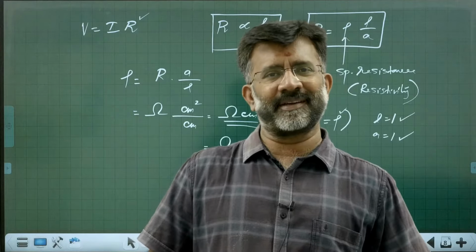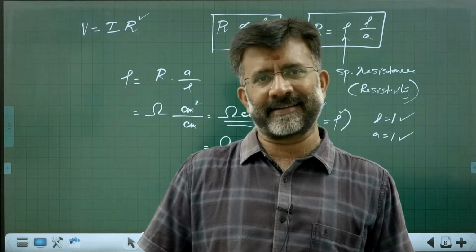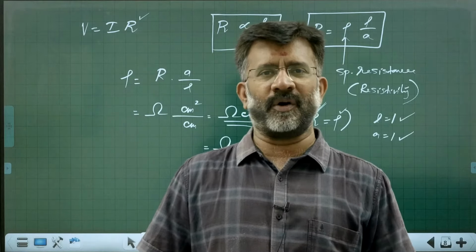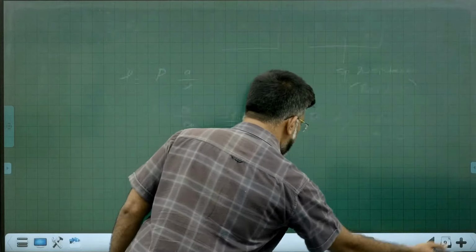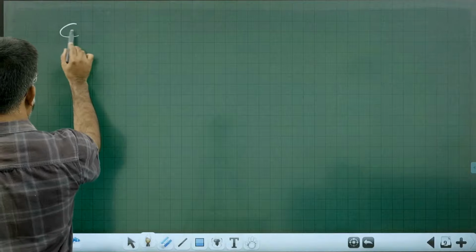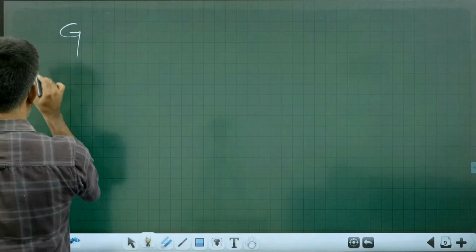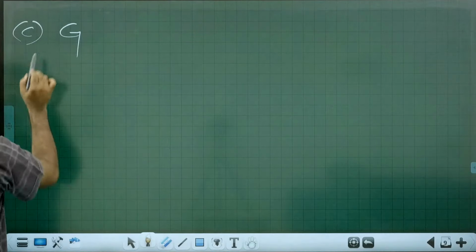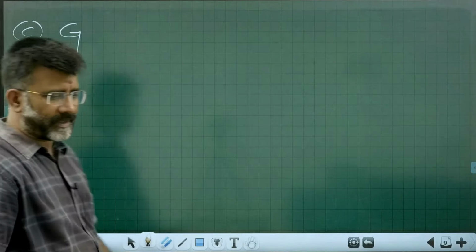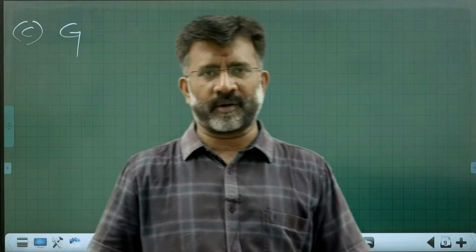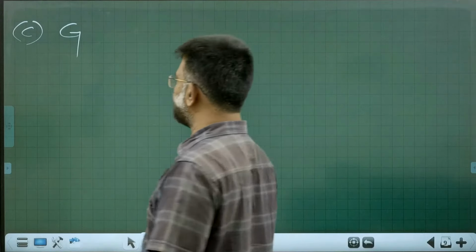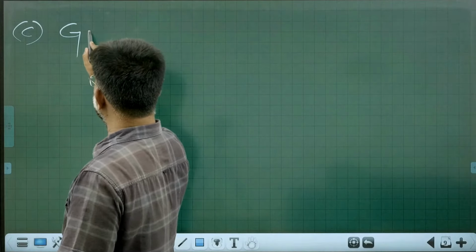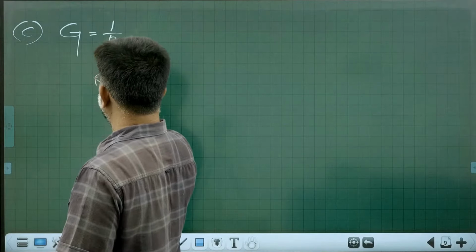Now on to the term conductance. Conductance means the opposite of resistance. What is conductance? Conductance is represented by G. In physics you will be dealing with the C term. No problem, the term changes, no matter at all, the concept remains the same. The conductance is represented here in our NCERT textbook as G. G is equal to 1 by R.